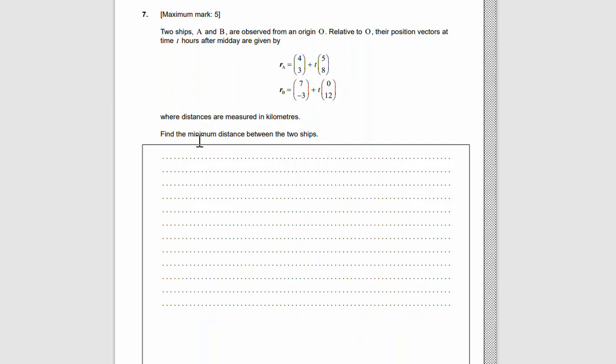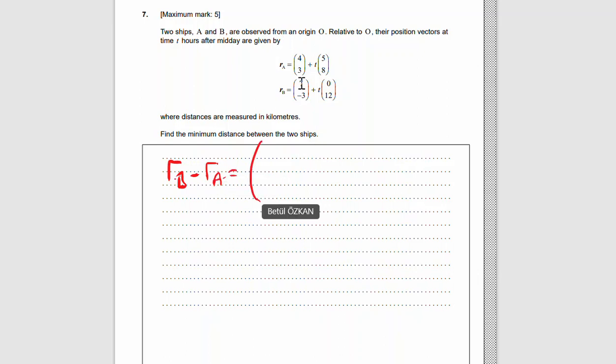So if we are talking about minimum distance, actually we are talking about their difference. In this situation, we need to subtract the second one from the first one. Okay, let's do this step by step. I'll just subtract RB minus RA. Okay, how can I subtract them?